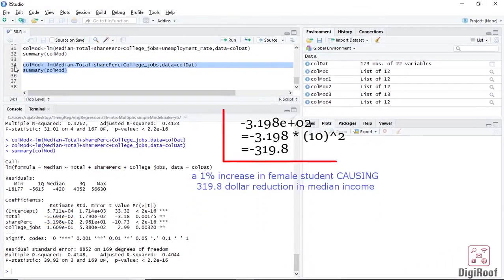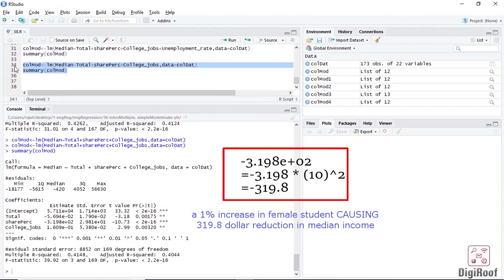$319.8. In the same way, E followed by a minus sign would imply that we need to move to the left side of the decimal, and E followed by a positive sign implies that we need to move to the right side of the decimal. So, minus 3.198 E plus 02 implies that we need to move 2 positions to the right of the decimal, thereby making the value minus 319.8.